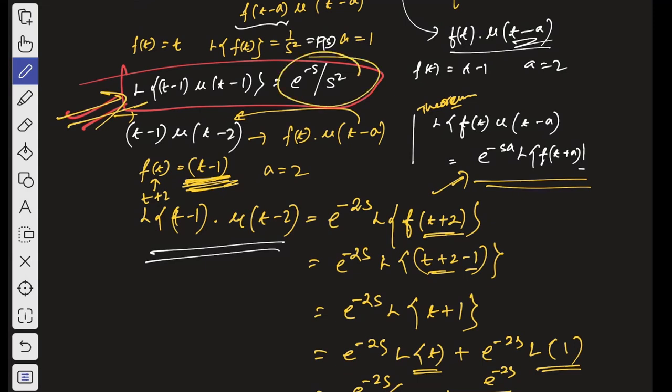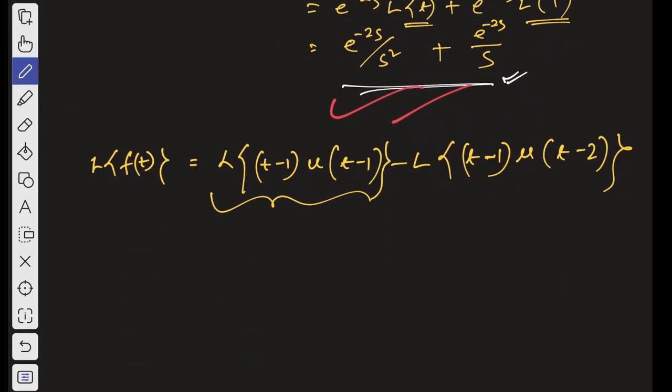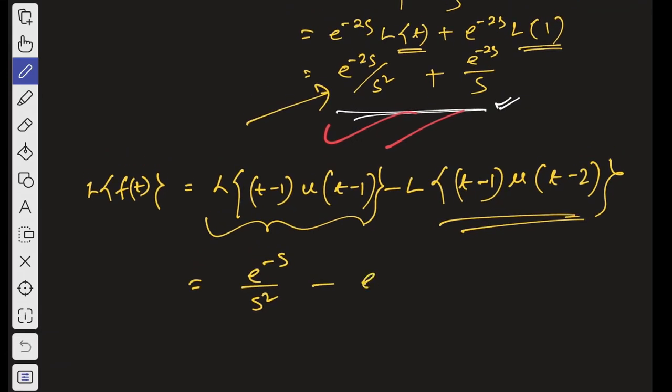We have already got it, that this is the result, okay? So e to the power minus s by s square, right? So let us put here e to the power minus s by s square, and here, sorry, minus, and Laplace transformation of this part is this. So e to the power minus 2s by s square plus, and that's going to be again minus, and because of this minus sign, so minus e to the power minus twice s by s. That's what we will get.